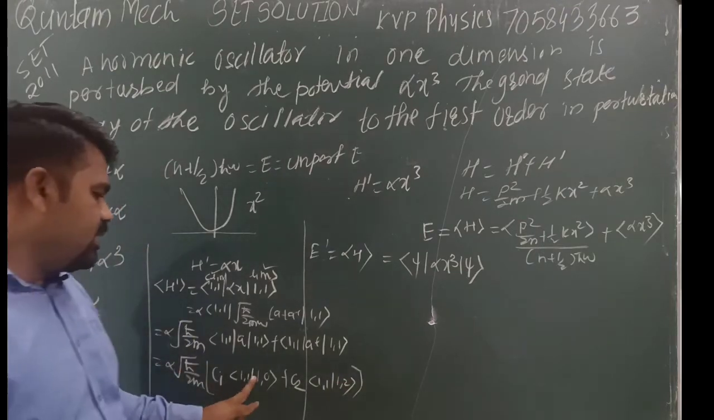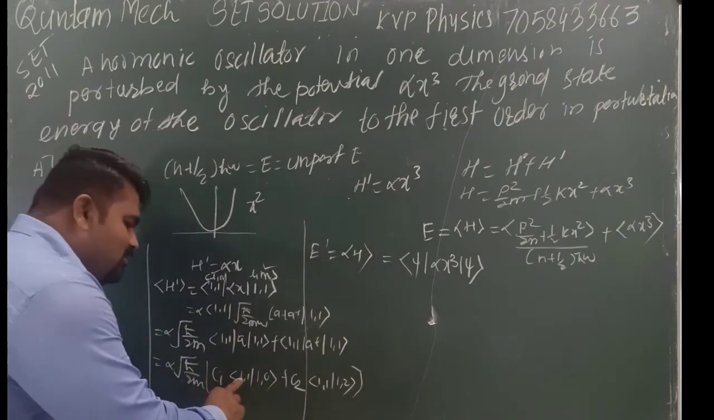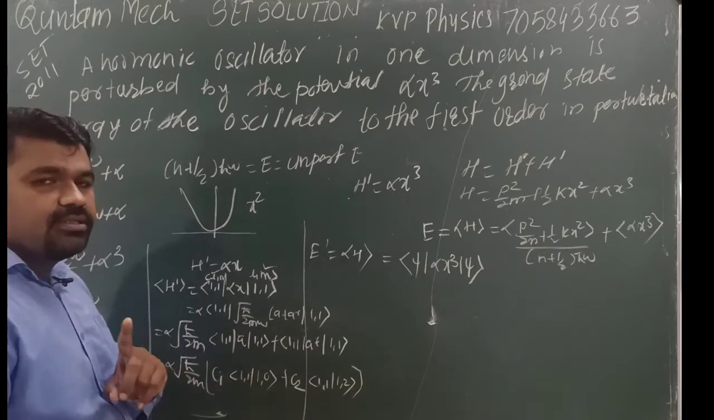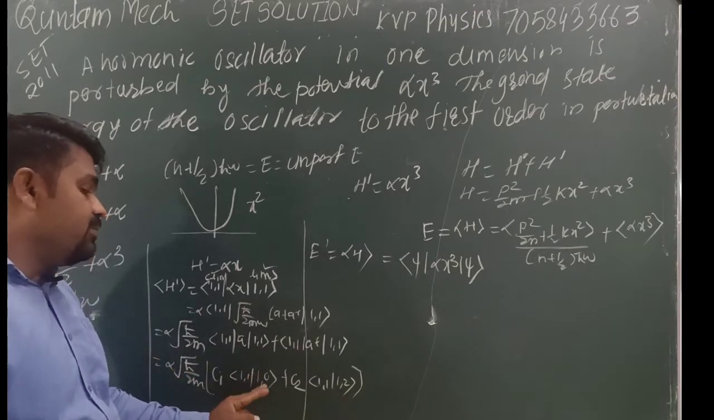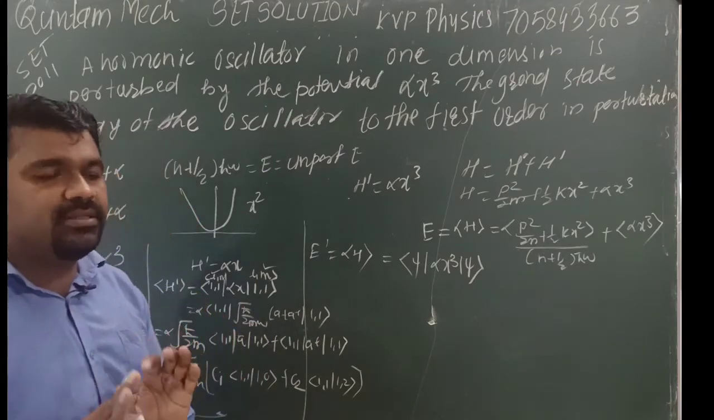Here is 1 comma 1, here is 1 comma 0, here 1 comma 1, 1 comma 2. Here the bracket will be the same, then this inner product is equal to 1. But if the bracket is different, then this is equal to how much? 0. Always memorize this thing.